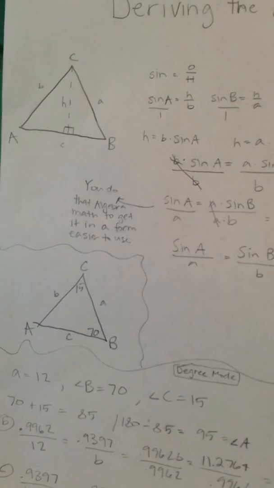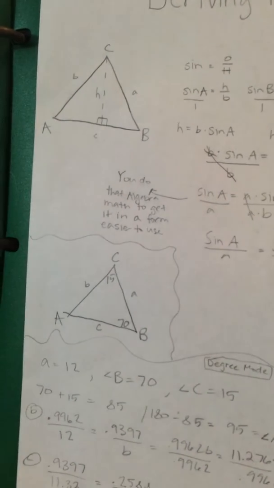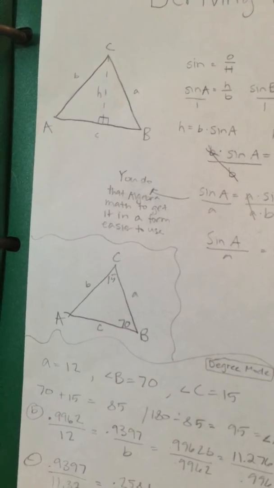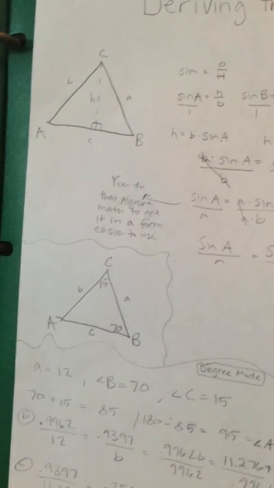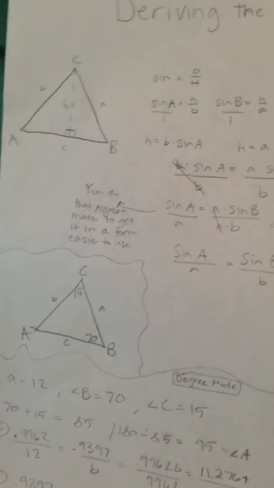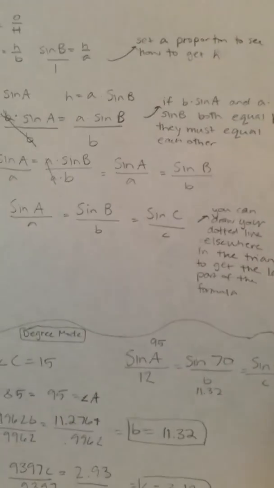And then if you had drawn your height elsewhere in the triangle, you would have gotten the third piece, which is sine C over c.